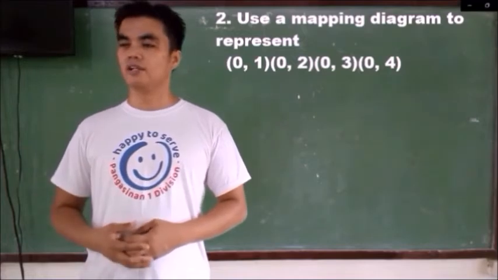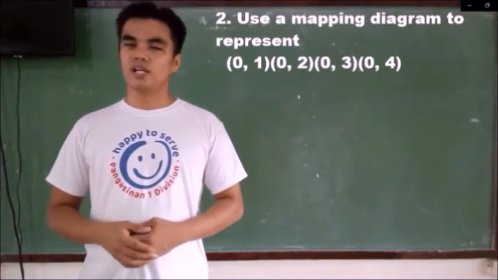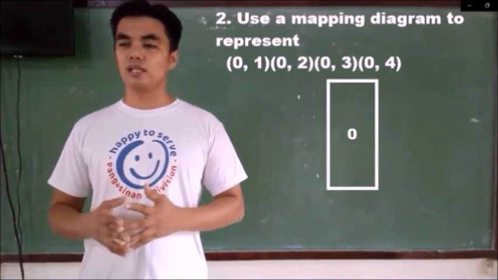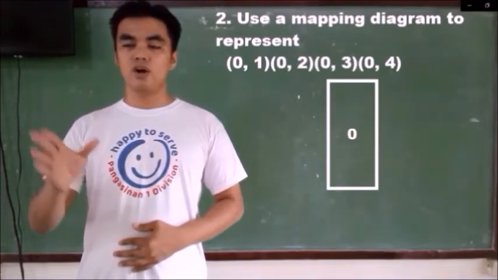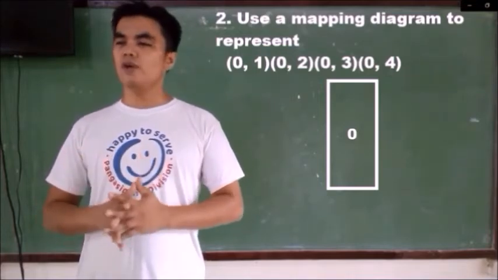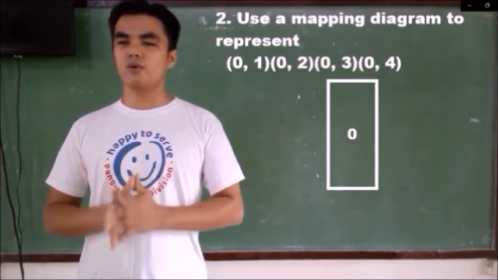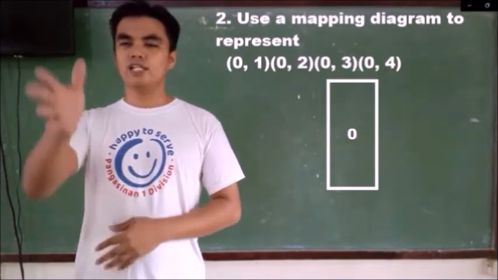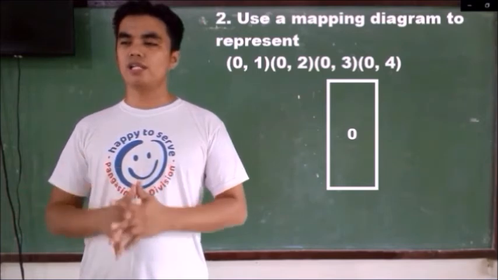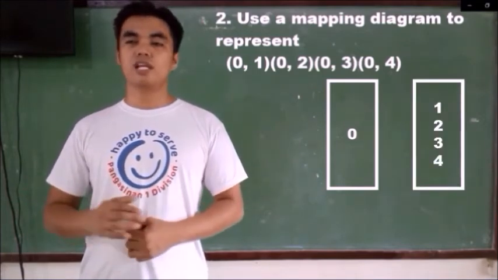Yes, John. Very good. Iisa lang ang domain natin, 0. Iisa lang ang domain o yung first coordinate of the relation. Okay? So what is our range? Who can tell me what is our range? Okay, Janice. Okay, so our range is 1, 2, 3, and 4.